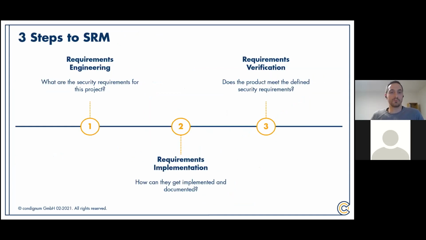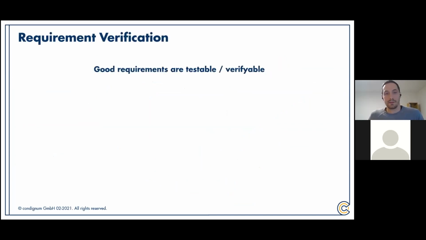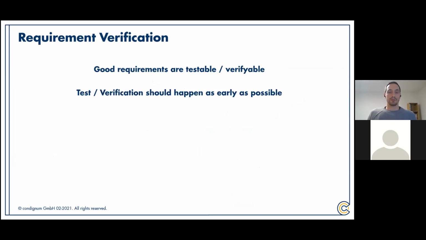Yeah, so we now know our requirements. We have implemented them. And in the last step, we need to verify them. Because a good requirement also should be verifiable. If you cannot verify that a requirement is met, then the requirement is pretty crap. So the verification should always happen as early as possible. In the best case, directly within each sprint.